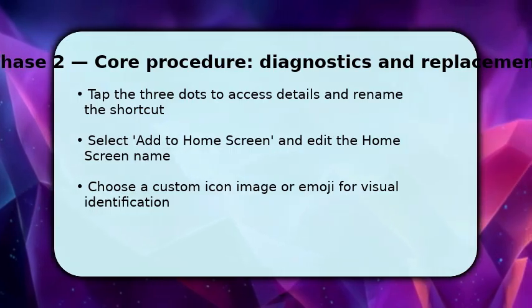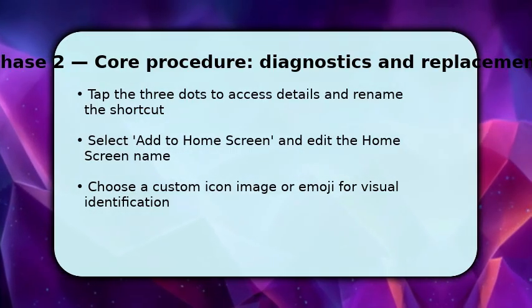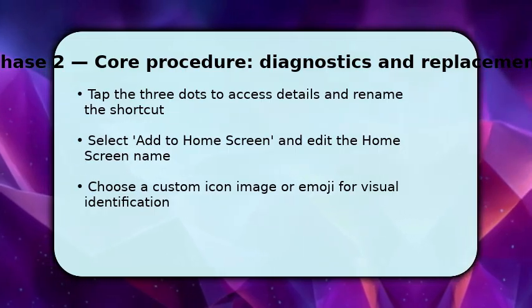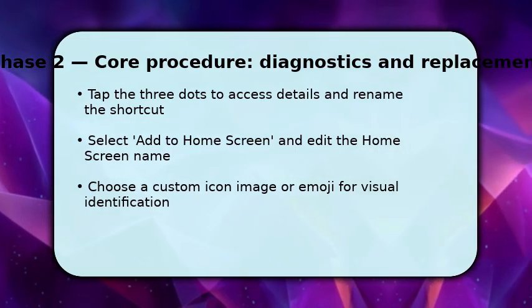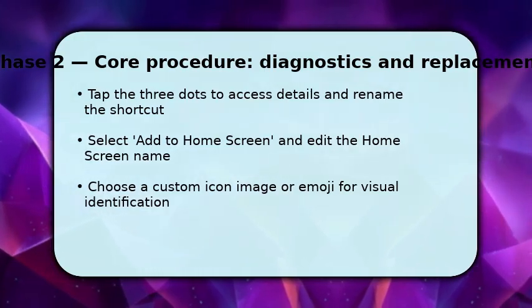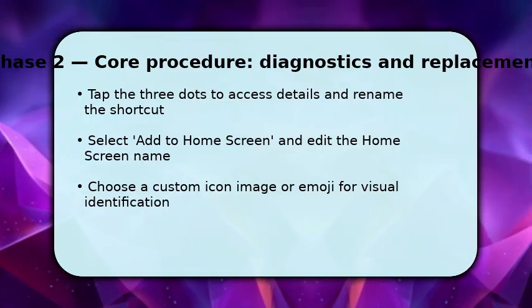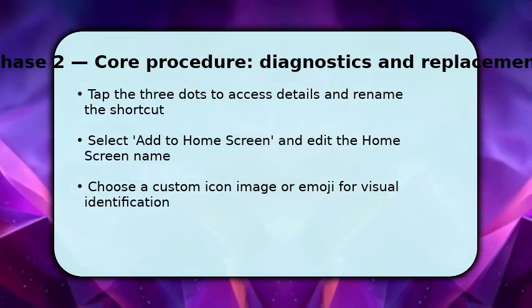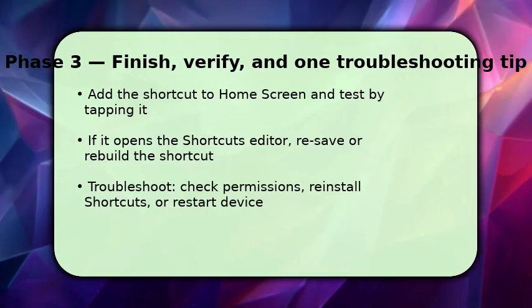This step lets you override the app label with your chosen text, so you're effectively renaming the app's launcher. While here, replace the icon by selecting a photo, file, or emoji to fit the new name. Changing visuals helps you recognize the renamed shortcut at a glance. You finish by tapping Add.